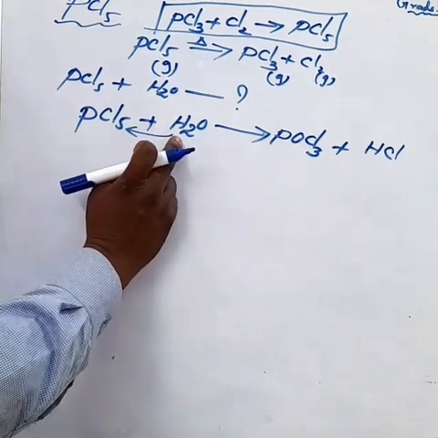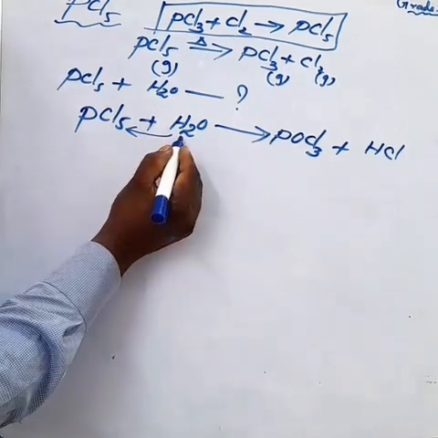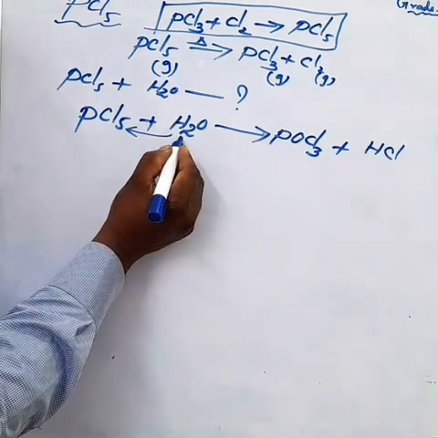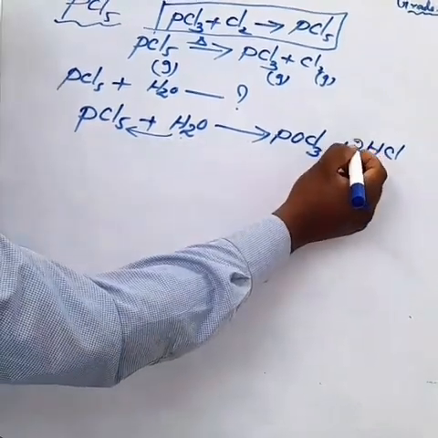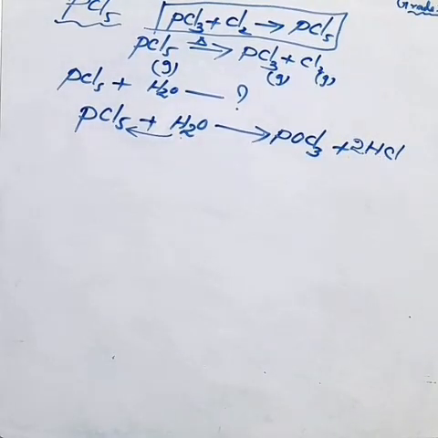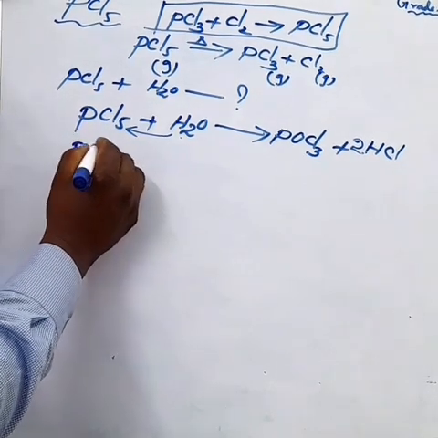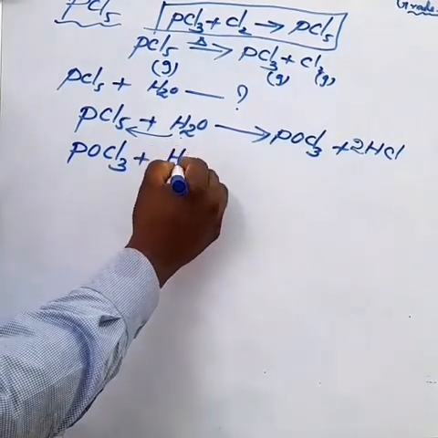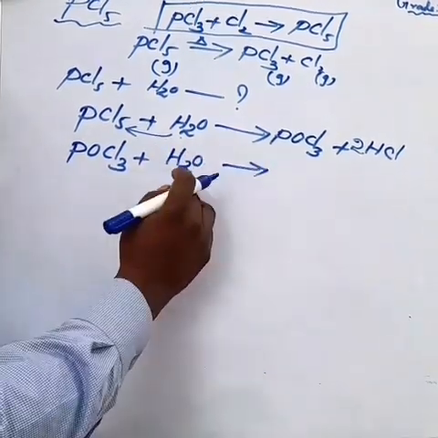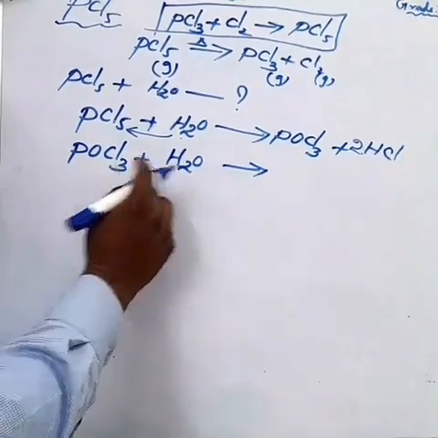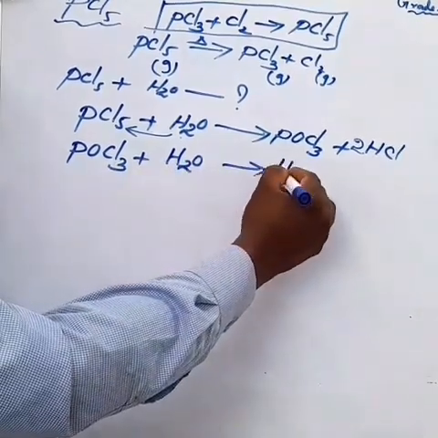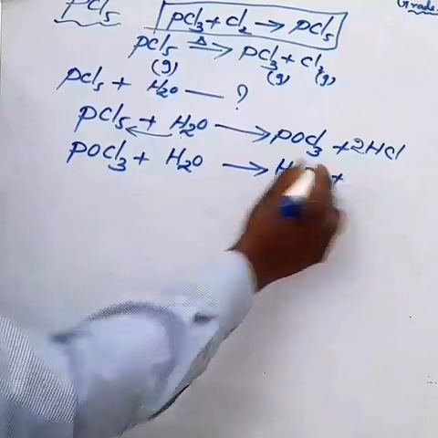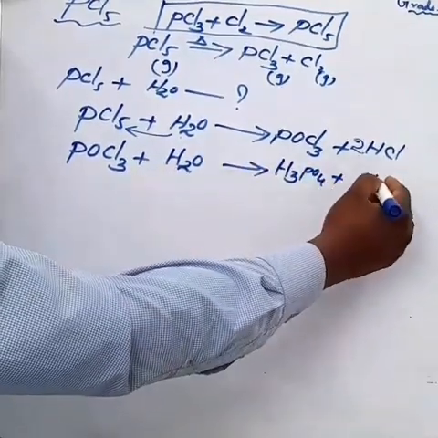So you have to balance the equation. On the product side, PCl5 has 5 chlorine atoms, so make it 3 and also make it 2 there. Now the equation is balanced. Next, POCl3 reacts with water molecules, that is H2O, and gives H3PO4 plus the hydrogen combines with the chlorine, we get hydrochloric acid.